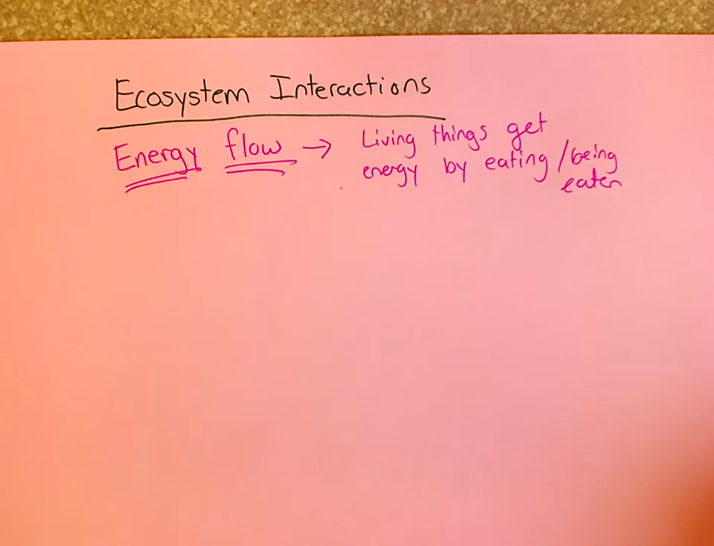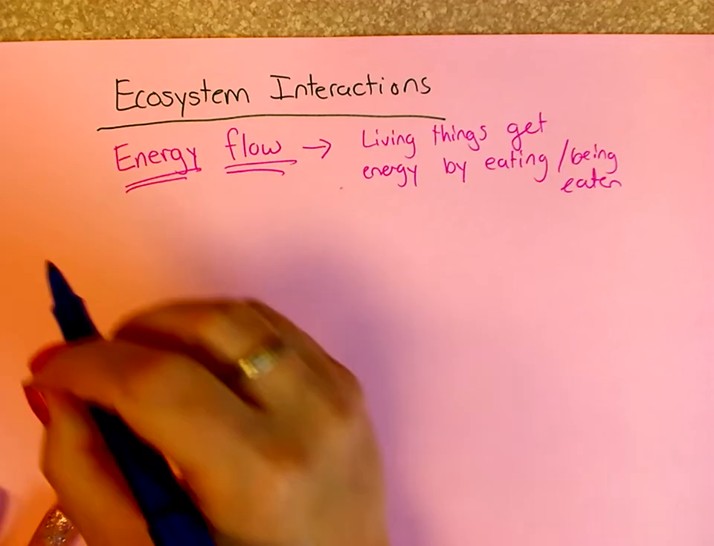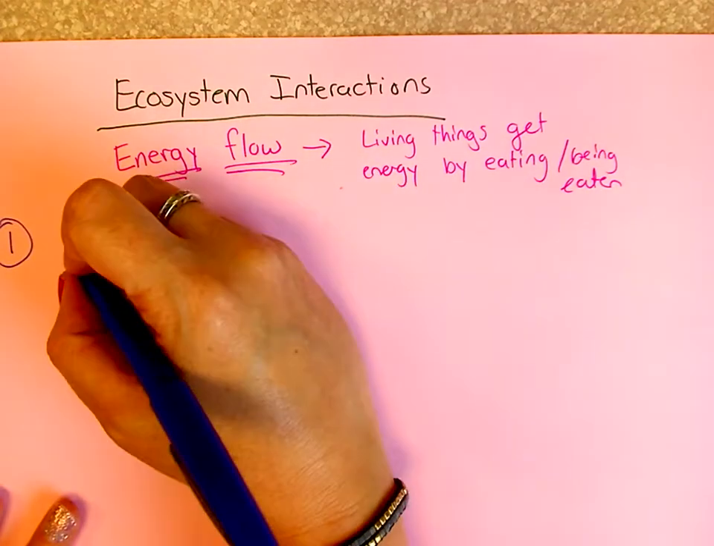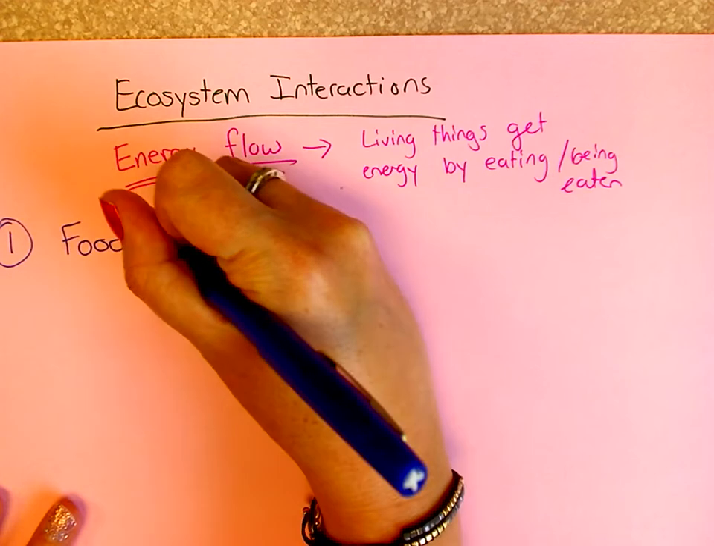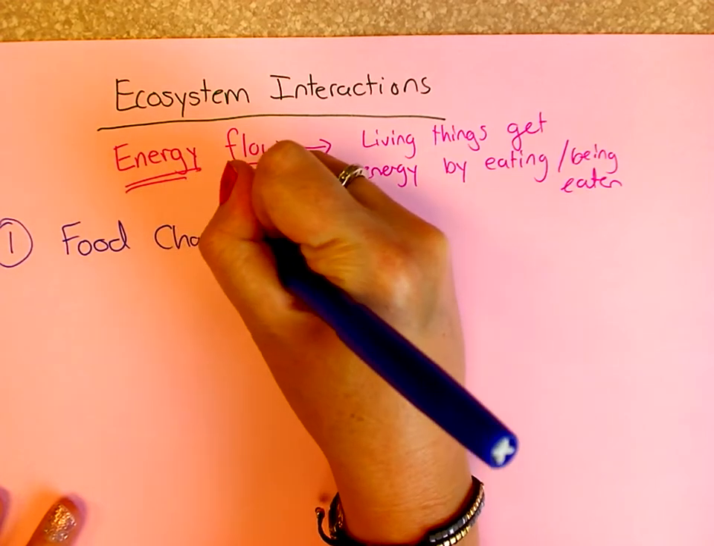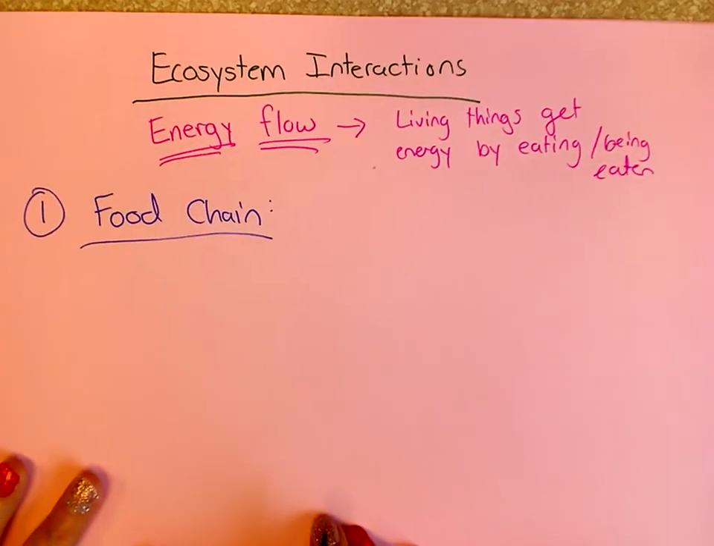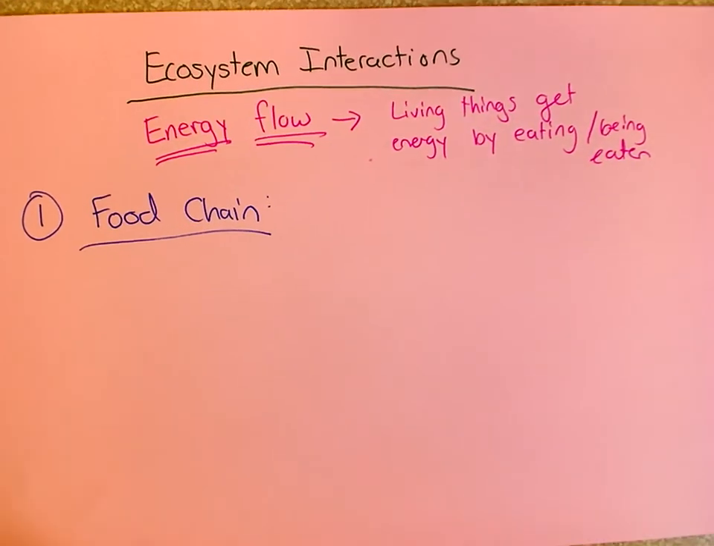Now we have a few ways that we can show the energy flow in an ecosystem. We can show that in three different ways. The first way is by making a diagram of a food chain. The food chain is just going to be the most simple diagram of energy flow. It's going to show us exactly where the energy goes and what's happening to it.